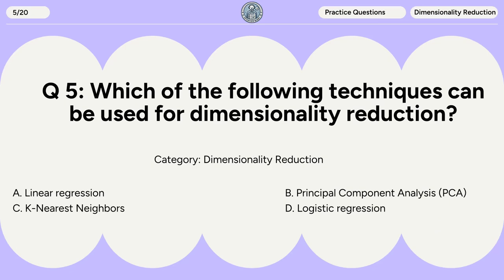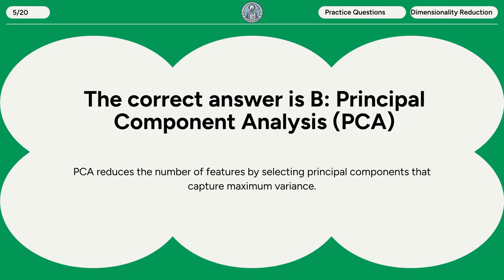Question 5. Which of the following techniques can be used for dimensionality reduction? A. Linear regression. B. Principal component analysis. C. K-nearest neighbors. D. Logistic regression. The correct answer is B. Principal component analysis. PCA reduces the number of features by selecting principal components that capture maximum variance.